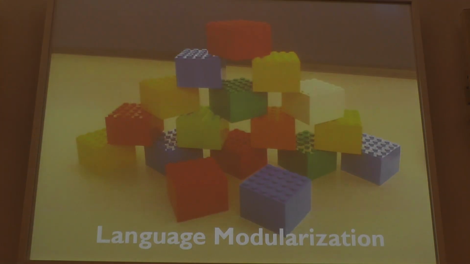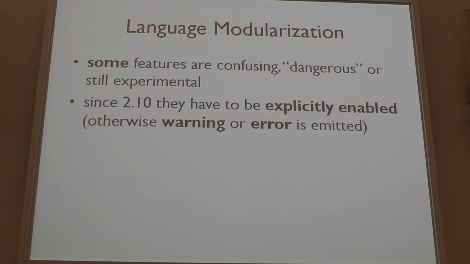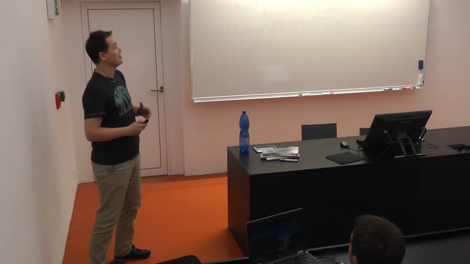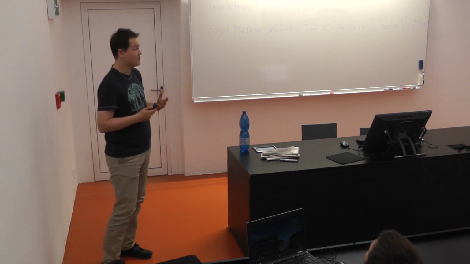So the first thing is language modularization. There are some features in Scala that are considered to be dangerous or confusing or maybe experimental. In Scala 2.10 there are actually 2 experimental features, or 1, I don't know, sorry. So the authors of Scala decided that these features should be explicitly enabled if you want to use them, so that newbie Scala developers are not confused by them. If you use these features and you don't explicitly enable them, a warning or sometimes an error is emitted from the compiler.